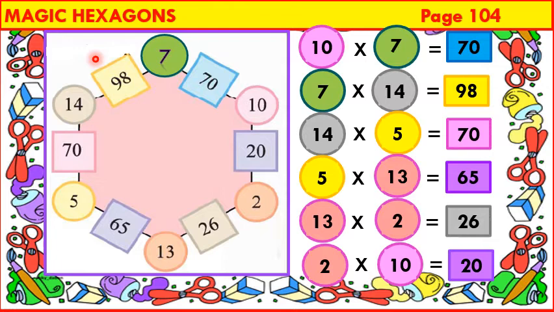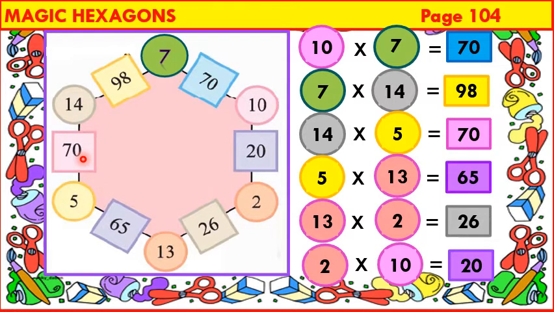Today we are going to learn magic hexagons. Children, do you know what is a hexagon? Hexa means 6. So, a closed figure with 6 sides is called a hexagon. Now, let us see the magic of these hexagons. This is a hexagon. It has 6 sides: 1, 2, 3, 4, 5 and 6 sides.